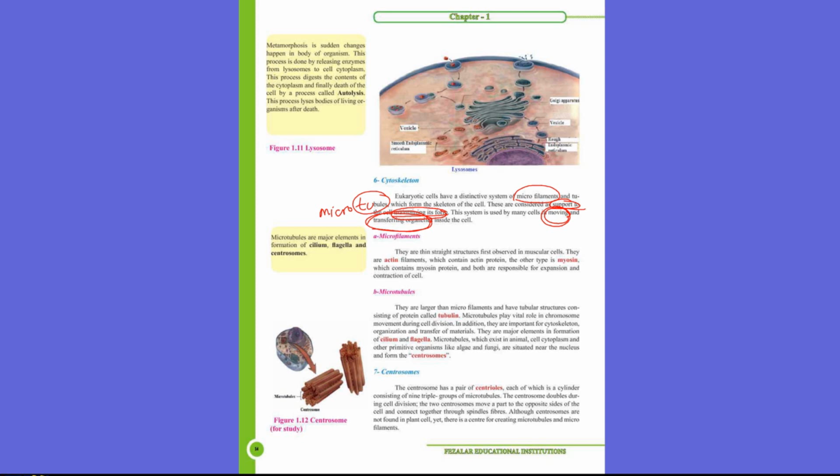Microfilaments are one of two main components of the cytoskeleton. They are thin straight structures first observed in muscle cells, which are rich in these microfilaments. There are two types: actin microfilaments, which have actin protein, and myosin filaments, which have myosin protein. Their names depend on the protein they contain. Both are responsible for expansion and contraction of cells.